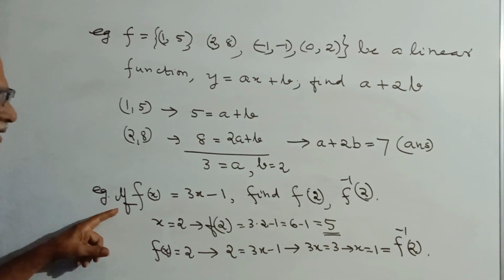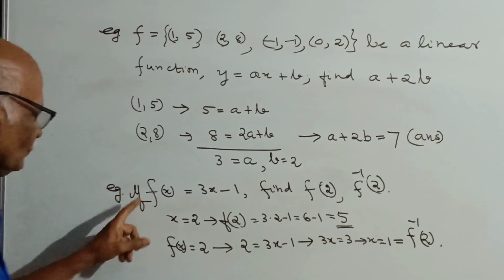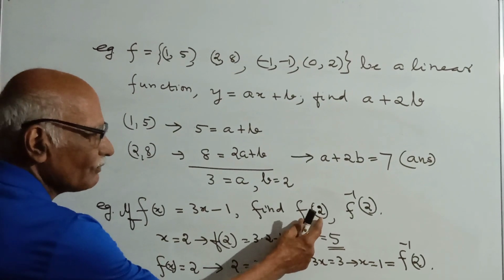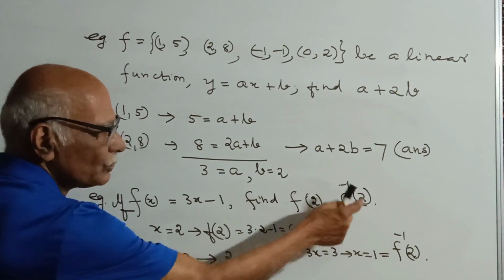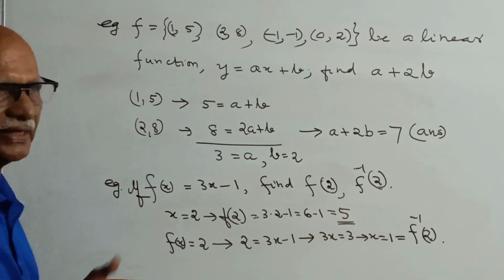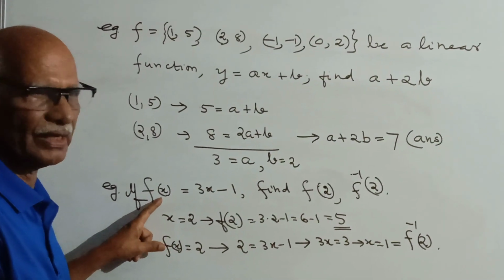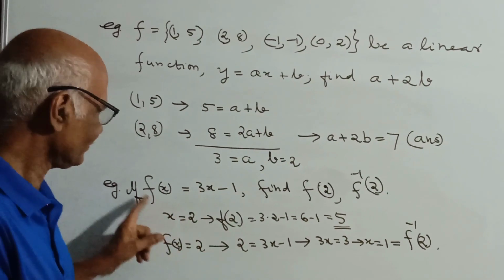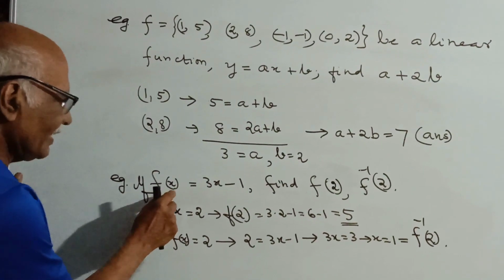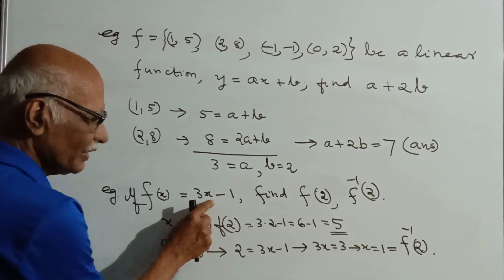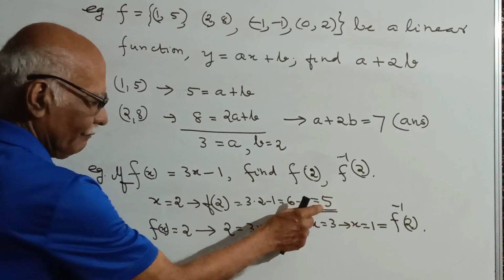Now here is an important idea. If f(x) is 3x minus 1, find f(2) and f inverse of 2. Try to understand the difference. f(2) means you need only put x equals 2, because f(x) is given. So when you put x equals 2, you get f(2). So x is 2, 3 into 2, 6, minus 1, 5.